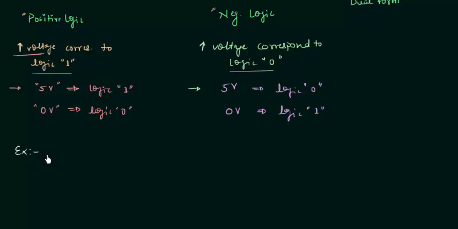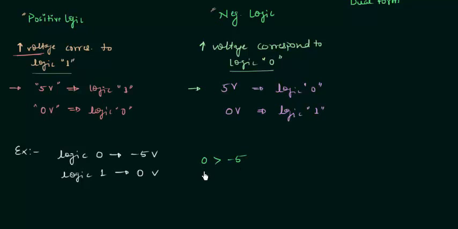So example, and in this example we have logic 0, and this logic 0 corresponds to minus 5 volt. Then we have logic 1, and this logic 1 corresponds to 0 volt. Then we have to find out what type of logic it is. It is positive logic or it is negative logic. So the first thing that we have to do is to find out the greater value, the voltage that is higher.